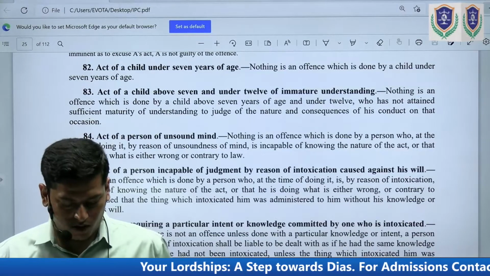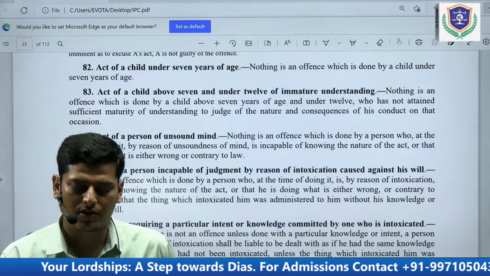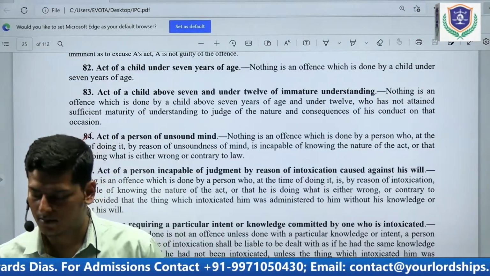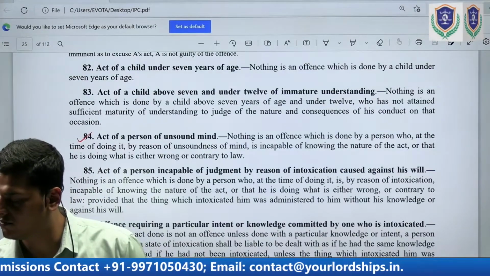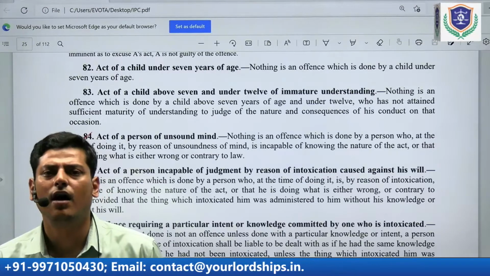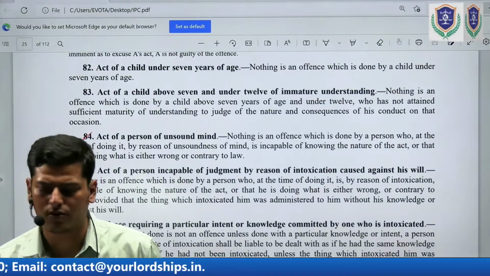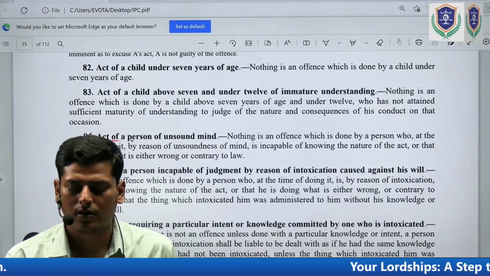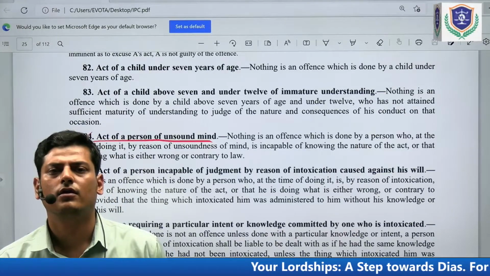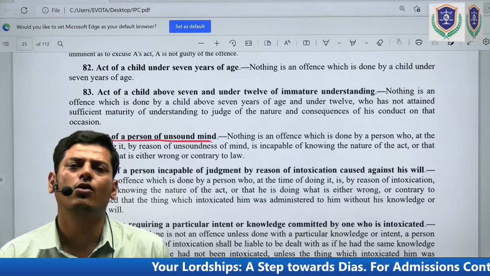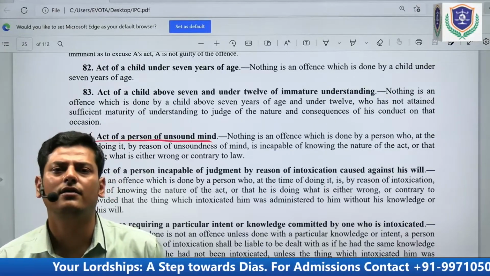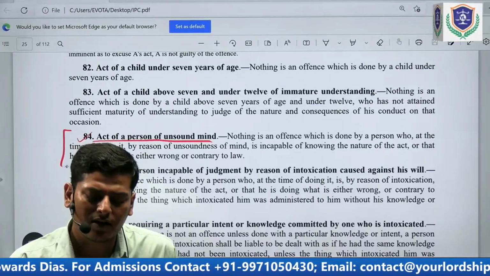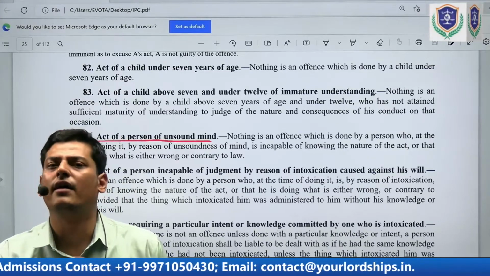Now we come to the defense of insanity. This is given under section 84. Very important section. Many case laws are there under section 84, and frequently it has been asked also in various exams. Very simple also. Now, the act of a person of unsound mind has been covered under section 84. Conceptually it is known as the defense of insanity, defense of unsoundness of mind. So insanity which is reflected under section 84 is legal insanity.